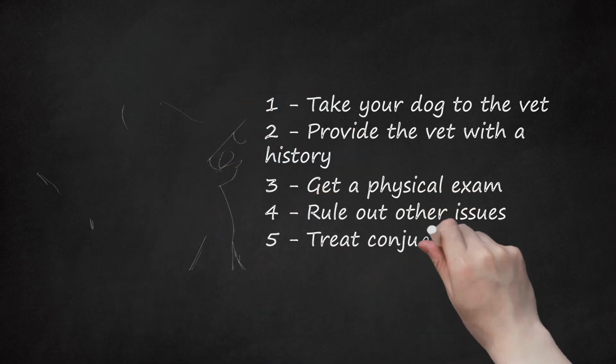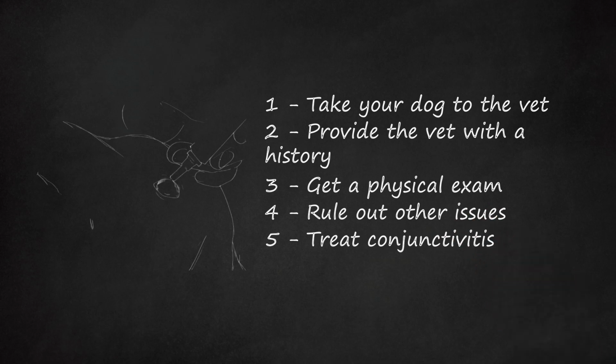5. Treat conjunctivitis. If no underlying cause is found, the vet will treat the eye against infection. He may prescribe antibiotic drops or ointment that will need to be applied to the eyes. In some cases, the vet will also prescribe an oral antibiotic. If the conjunctivitis is due to an underlying condition, like a respiratory tract infection, the vet will prescribe medicine for that.